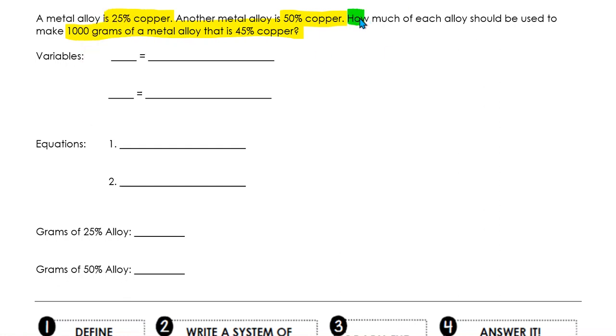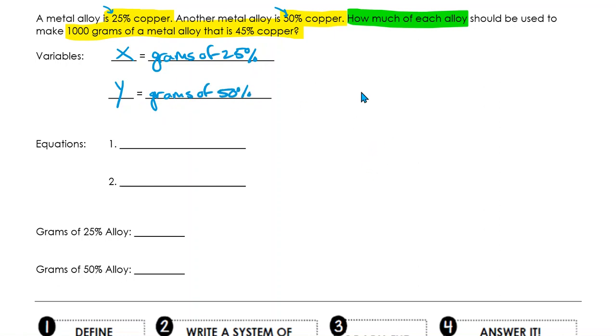So our question here is how much of each alloy, so that tells us that our variables are going to be the amounts of this 25% and this 50%. So I'm going to make x the grams of 25%, and I'm going to make y the grams of 50%. And so now I have two requirements for my new alloy. I have 1,000 grams total, and I have that it should be 45% copper. So if I know I need to have a total of 1,000 grams, that means that if I add the grams of 25% and the grams of 50%, that should give me 1,000 grams total.